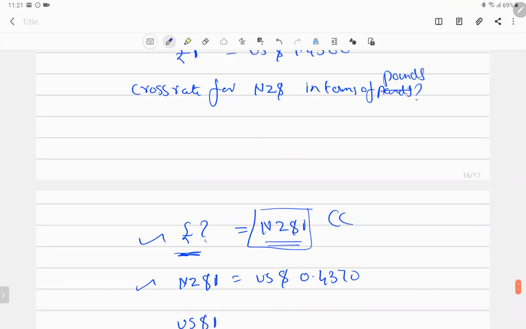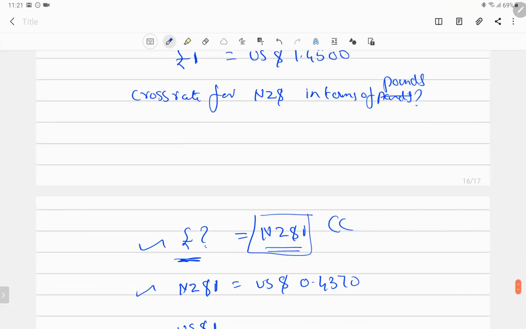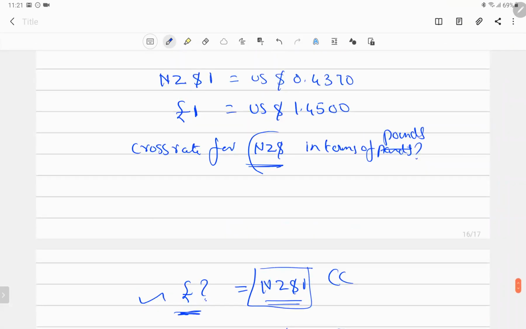Okay, put the commodity currency on the right hand side first. For the commodity currency, we have to express the term currency. So what will be the price? We are going to do the pricing of the commodity currency. They are asking the pricing of the New Zealand dollar in terms of pounds. So what will be one New Zealand dollar in terms of pounds?